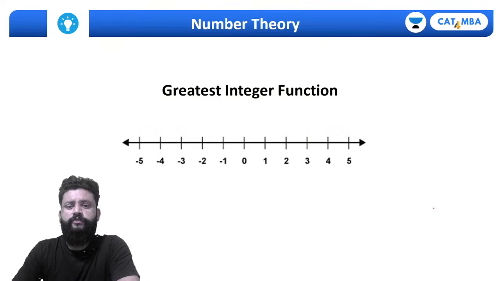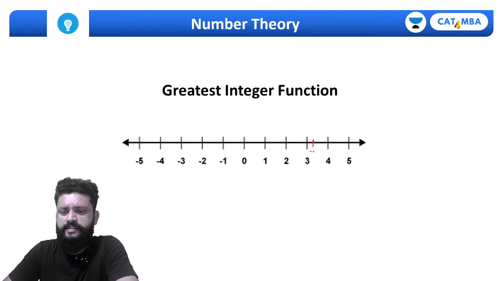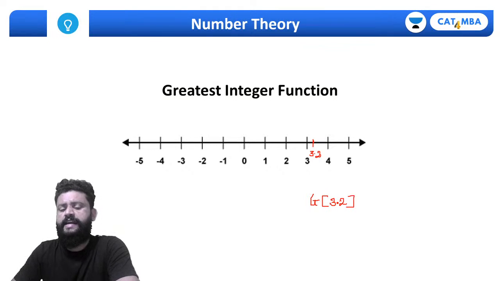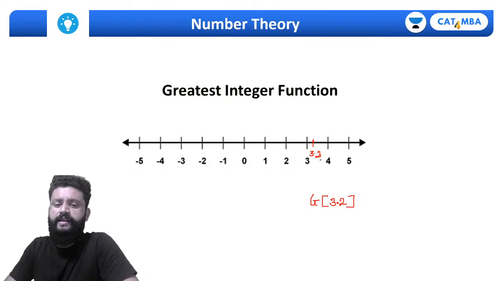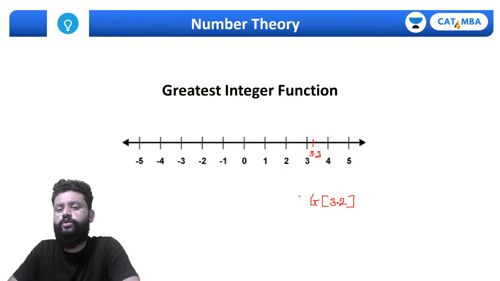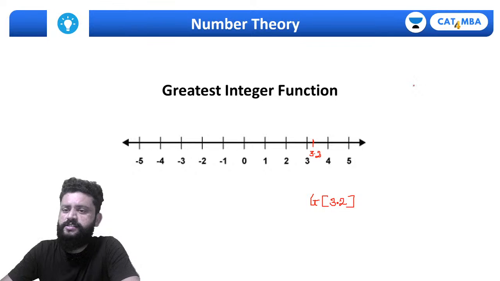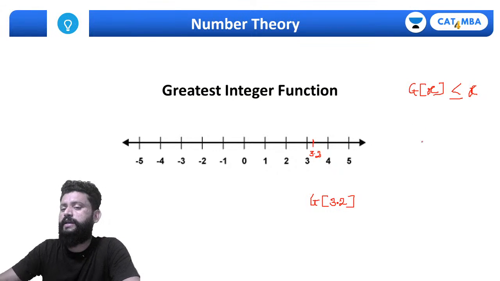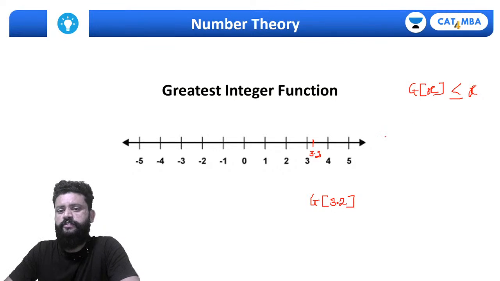Okay, then we have greatest integer value. Let's take some other decimal number. I'll talk about, let's say 3.2, and I want to calculate what is the greatest integer value of 3.2. Okay, now understand, greatest integer value simply means the integer value which is less than or equal to that number. Greatest integer value of x will always be less than or equal to x, depending on if x is a decimal number or integer. If it is integer, integer value will remain same.